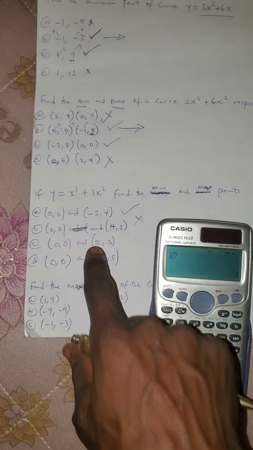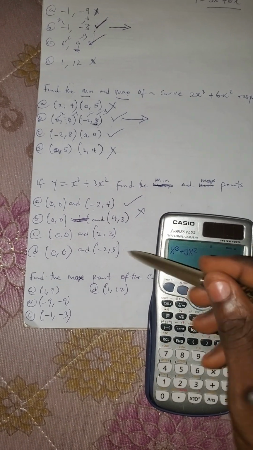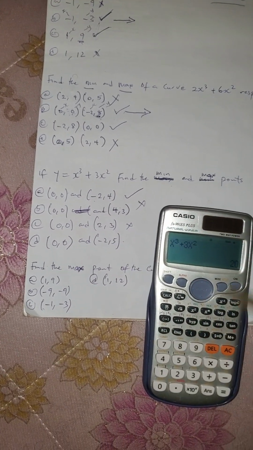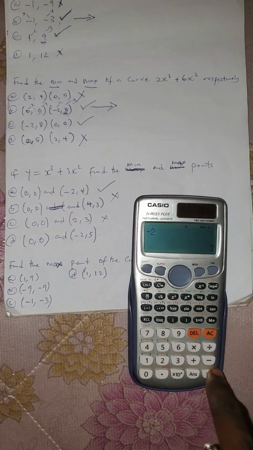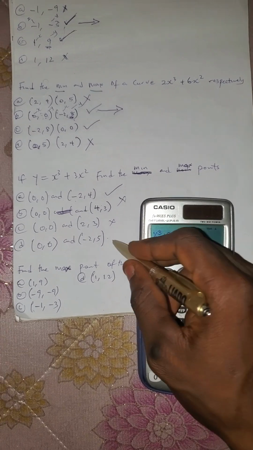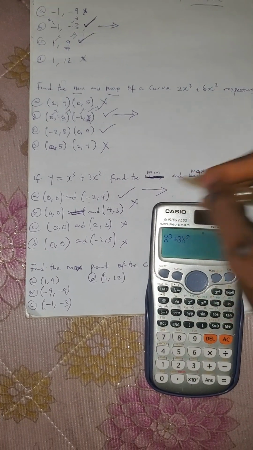Now press calculate. The third option, we press 2 and press equals to. This one gives us 20, not 3, so it's wrong. Press calculate. Let's press minus 2 and press equals to. This one gives us 4, not 5. So that's wrong. That makes the final answer to be what?